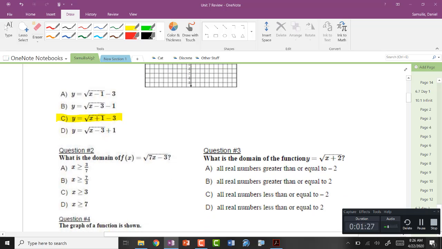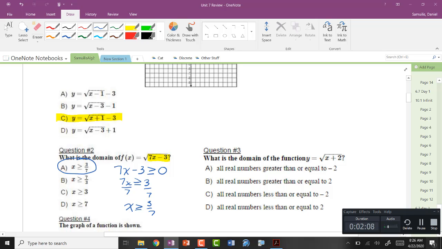Okay, domain questions. Remember, domain means what values x can be so that I will get out a value for y. The stipulation for square root functions or radical functions is that we cannot have negative numbers. So what does that mean? That means that the 7x minus 3 needs to be greater than or equal to 0. As long as it's greater than or equal to 0, we can plug it in for x. So we're just going to solve this little mini inequality. I'm going to add 3 to both sides, and divide by 7. What that leaves us with is x is greater than or equal to 3/7. So letter A is our solution.